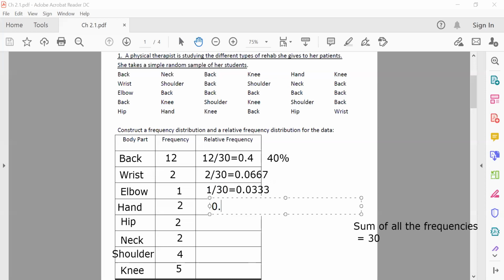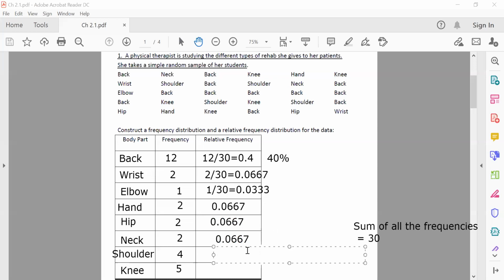After that, we can see that the hand issues, that's the relative frequency of hand issues. Hip issues, a lot of 2s down there, so they're all going to have the same computation and come out to 0.0667. Shoulder issues, you can double 0.0667. And then finally, knee issues, we'll come out to that.